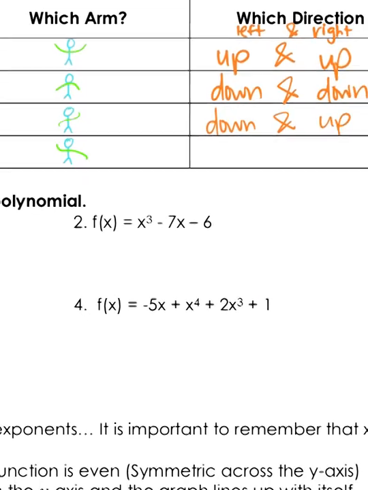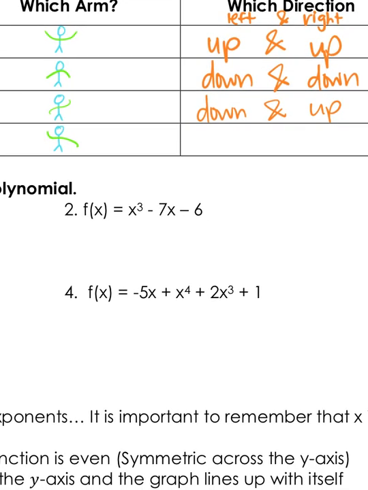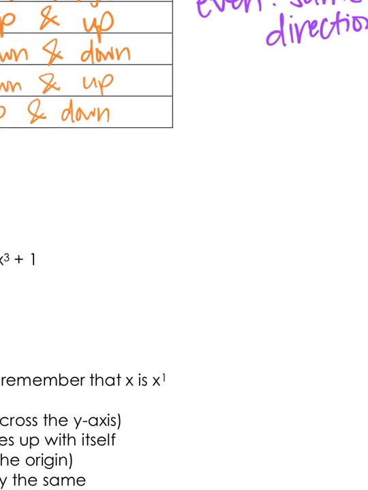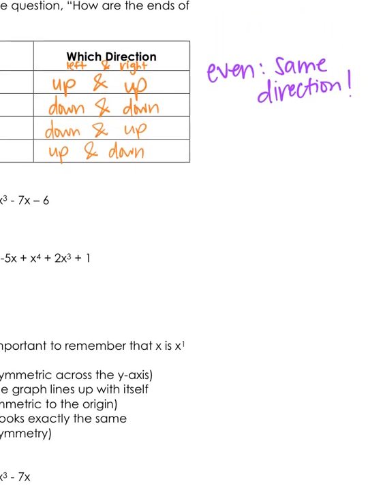Anyways, okay, that's probably way older than you're used to, but. So as I move to the left, his arm is going up. As I move to the right, his arm is going down. One thing I'm seeing here is that when my degree is odd, they move in opposite directions.